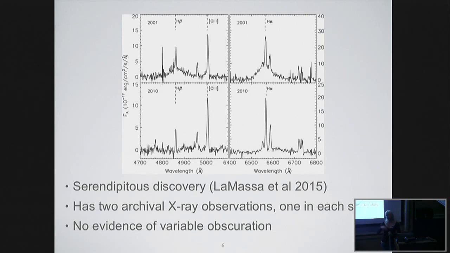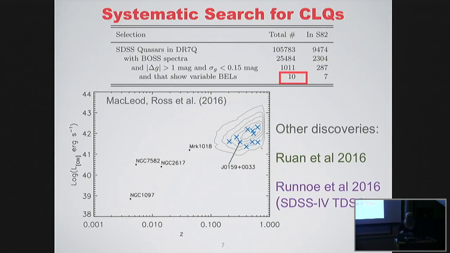I think it was by a larger amount than the optical, but I'm not sure exactly. Okay, so this motivated a systematic search for more changing look quasars in the Sloan and BOSS surveys, where we started with all DR7 quasars, and then chose those that also had a spectrum in BOSS, so a later spectrum. And then based on Sloan and Pan-STARRS photometry, we chose those that showed a magnitude difference of greater than 1 magnitude.